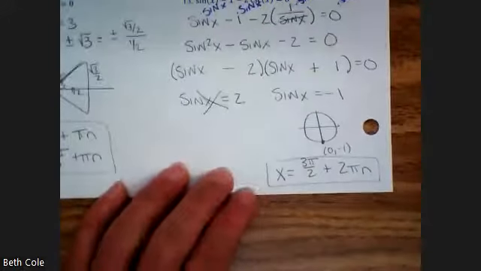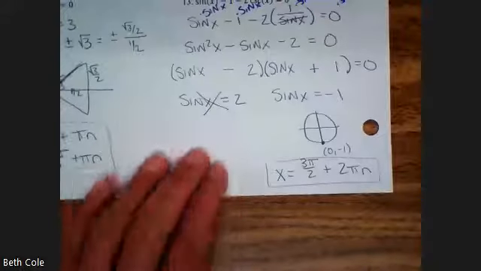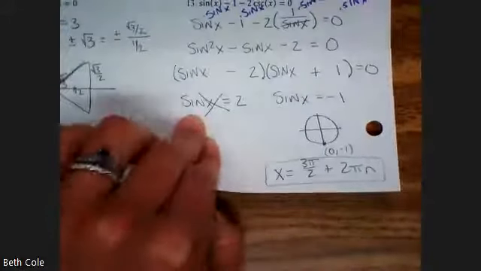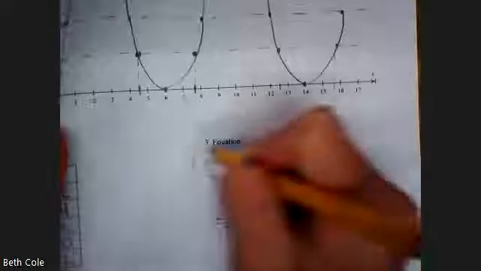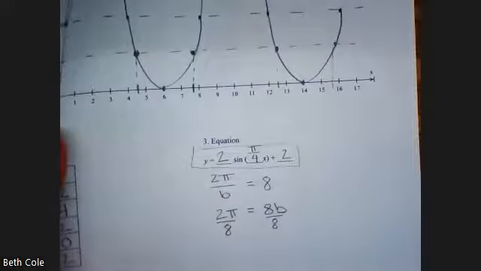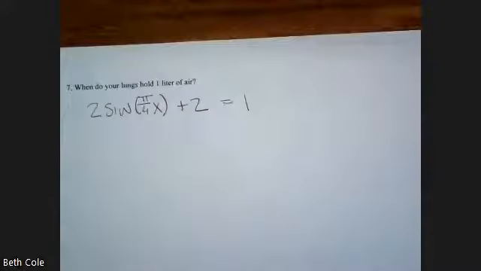What I want to go back and revisit is the breathing problem. Humor me. I like this problem. It's good. It helps you understand what it is we're actually doing and how it like relates. When do your lungs hold 1 liter of air? What you would want to do is take this equation and set it equal to 1. We're almost done. 2 sine pi over 4x plus 2. That was our equation. We're going to set it equal to 1 and solve it.